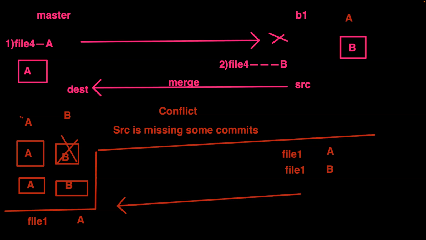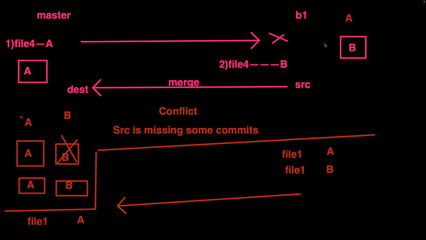Got the point, everyone? A source missing some commit means that whatever is there in the source is what we are trying to commit in the destination, right? But apart from the file name, even if any other commits inside the file are different, you are saying? Yeah.